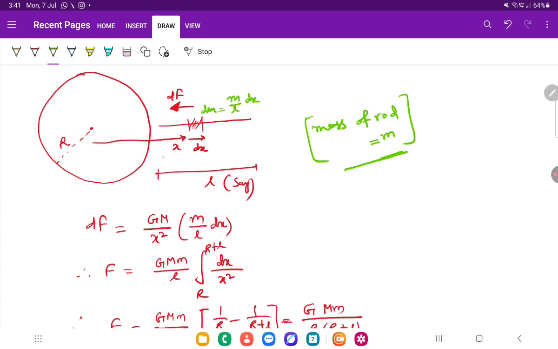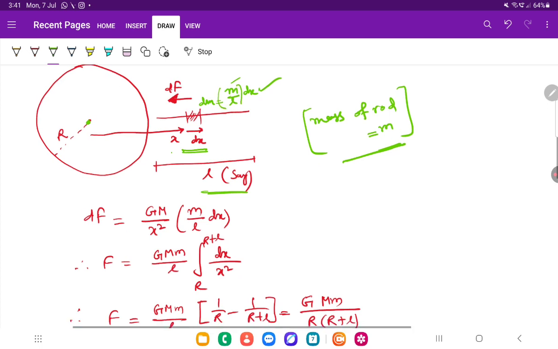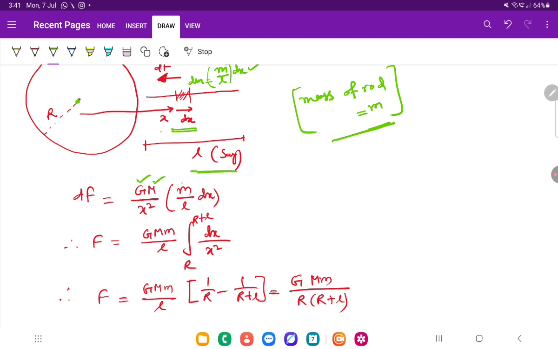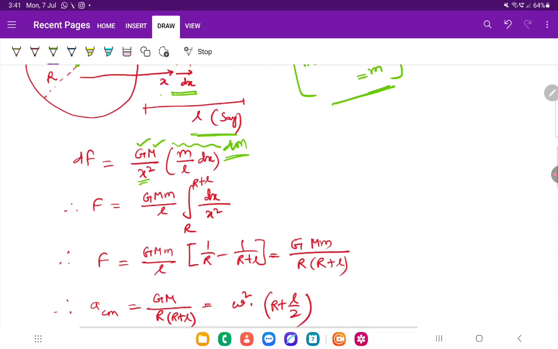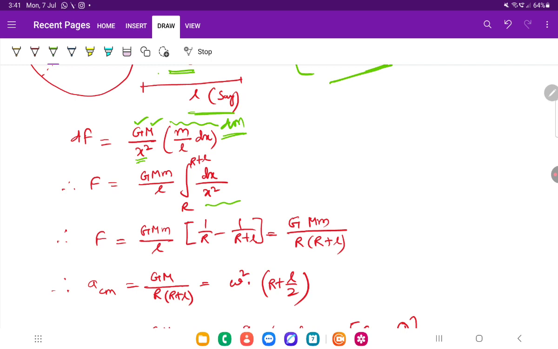So to do that, I have taken a small differential element of length dx at a distance x from the center of the earth, and its mass will obviously be m by l times dx, as small m was the total mass of the rod and l was the length of the rod, and dx is the length of that small differential part. So dF will be G capital M into dm, the mass of the differential element, upon x squared. So you just integrate this as a function of x.